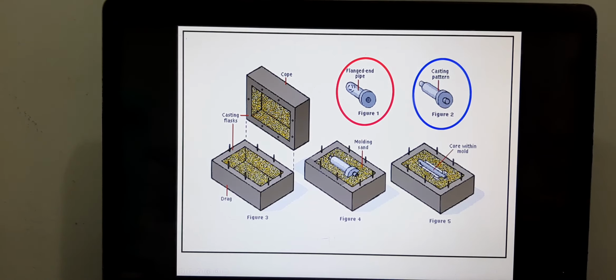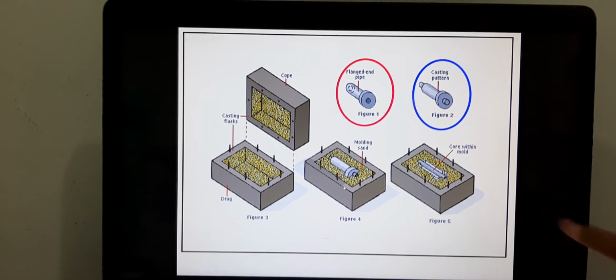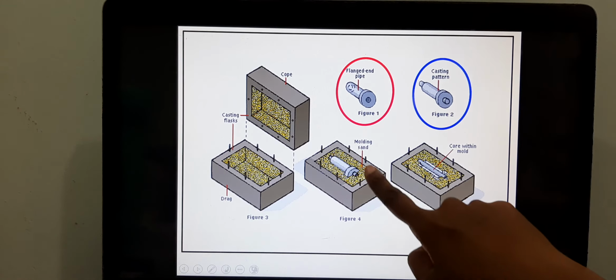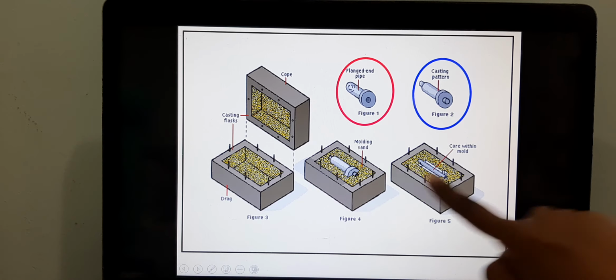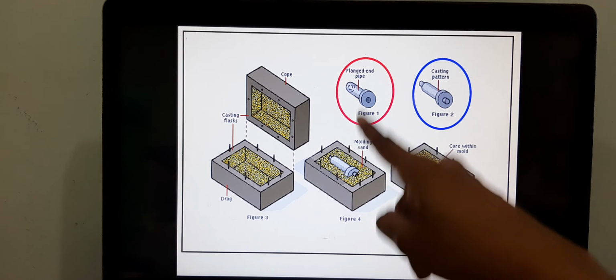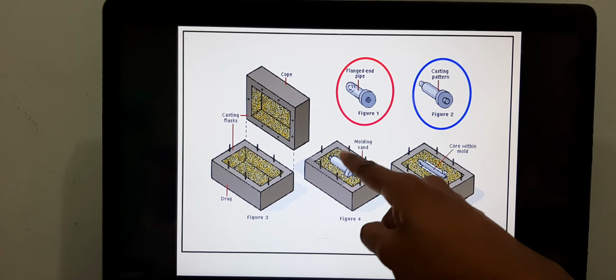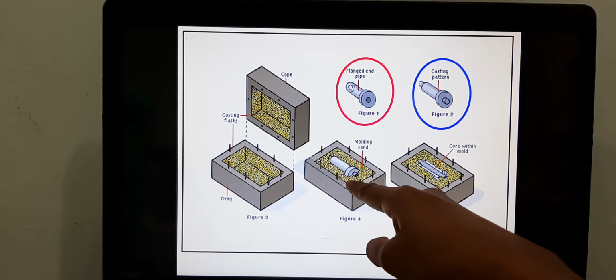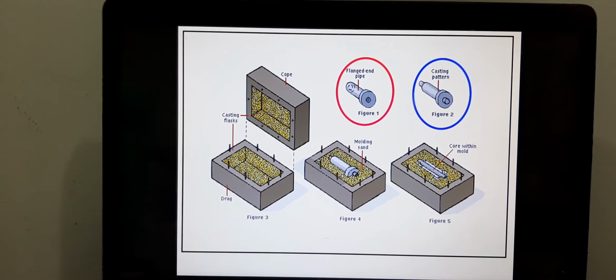Okay, so here this is it. You've put in half the pattern, and you are going to compact the sand around the pattern so that the sand will follow the shape of the pattern, so that later before the pouring process you can remove this pattern and the shape has already been formed on the sand.